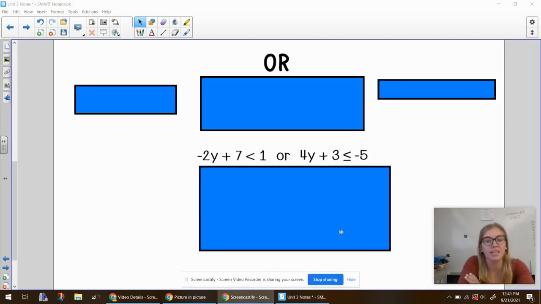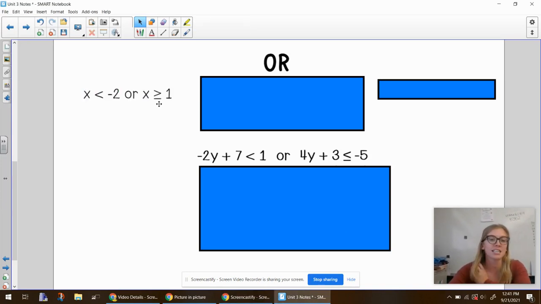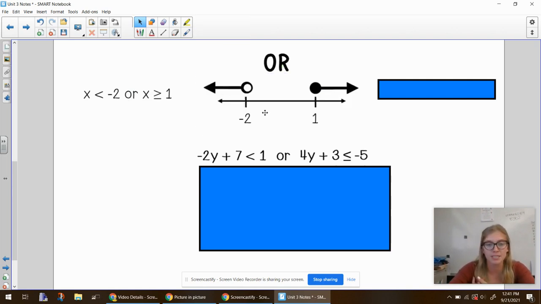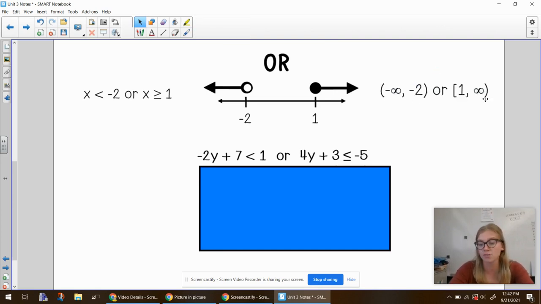Next, we're going to talk about or inequalities. Or inequalities happen when only one of those two inequalities needs to be true. So, for example, if we have x is less than negative 2 or x is greater than or equal to 1, only one of these two inequalities needs to be true at the same time. When we graph it, we're going to have two arrows going in opposite directions. So x is less than negative 2 or greater than 1. As long as it's in one of these arrow lines, we are good to go. When we write it in interval notation, we're going to have two intervals with the word or in between.